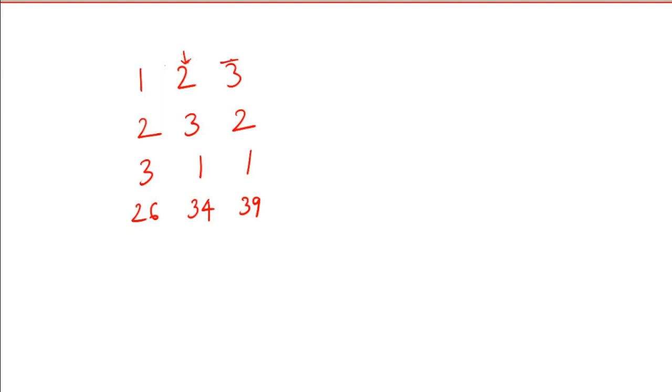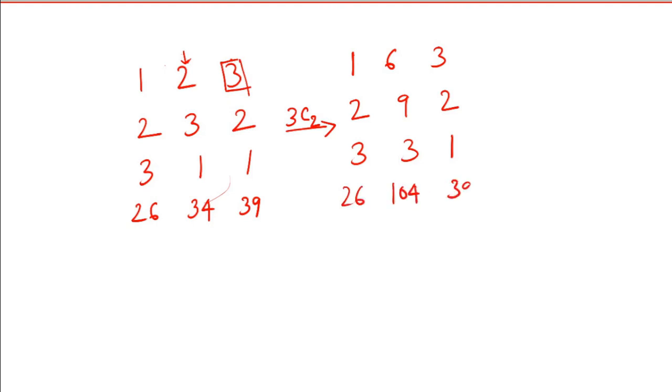So what we do is, we take this number and multiply this column 3 times column second. We obtain this: 1, 6, 3, 2, 9, 2, 3, 3, 1, 26, 1, 0, 4, and 39. Now once this is applied, we have to subtract so that we can obtain 0. For that, Zhou is mentioned, which means repeated subtraction. So they followed repeated subtraction to obtain 0 here.